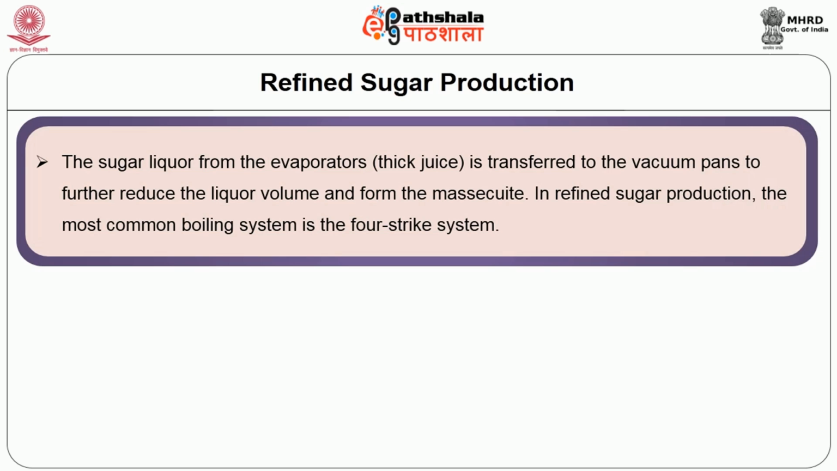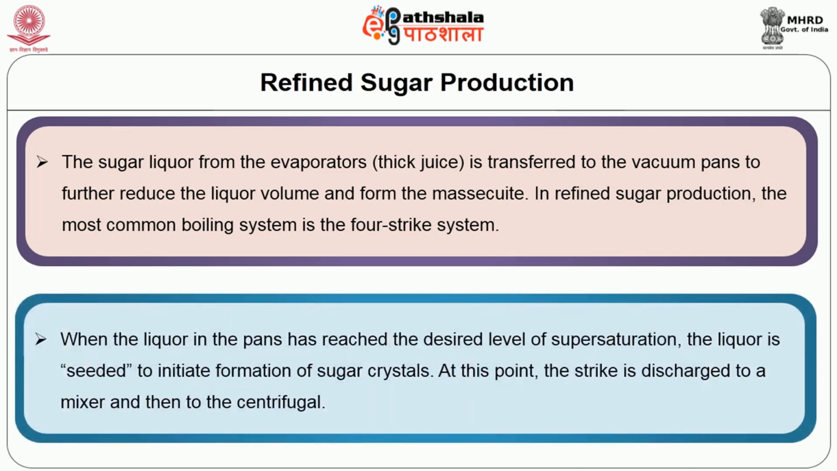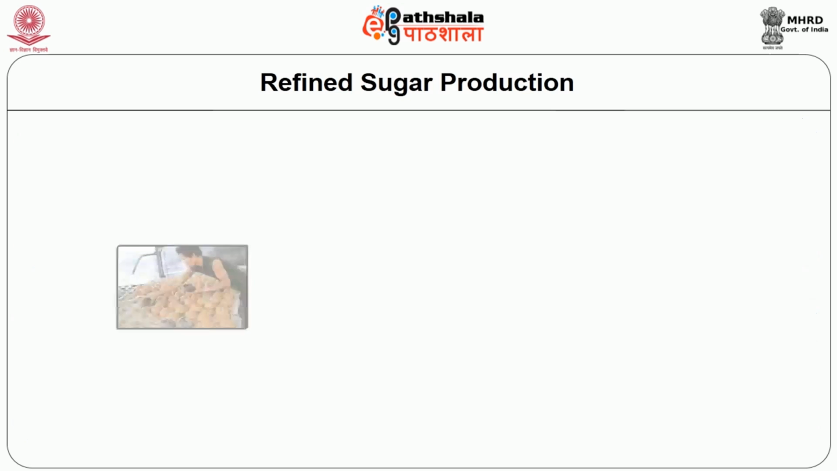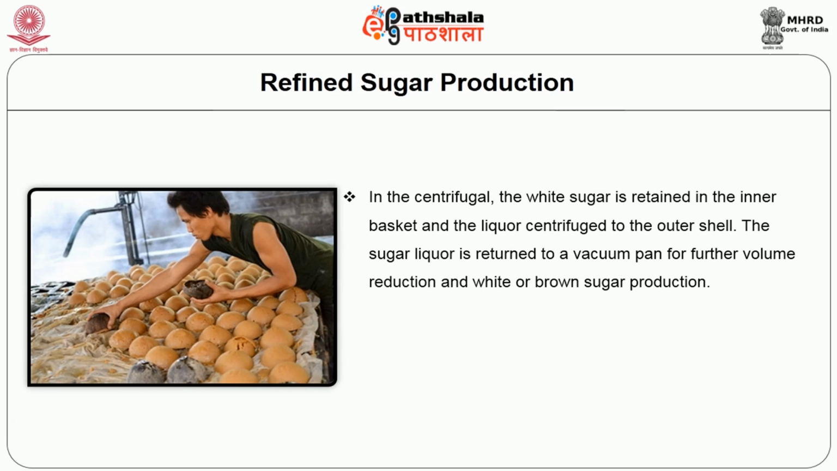In refined sugar production, the most common boiling system is the 4-strike system. When the liquor in the pans has reached the desired level of supersaturation, the liquor is seeded to initiate formation of sugar crystals. At this point, the strike is discharged to a mixer and then to the centrifugal. In the centrifugal, the white sugar is retained in the inner basket and the liquor is centrifuged to the outer shell. The sugar liquor is returned to a vacuum pan for further volume reduction and white or brown sugar production.